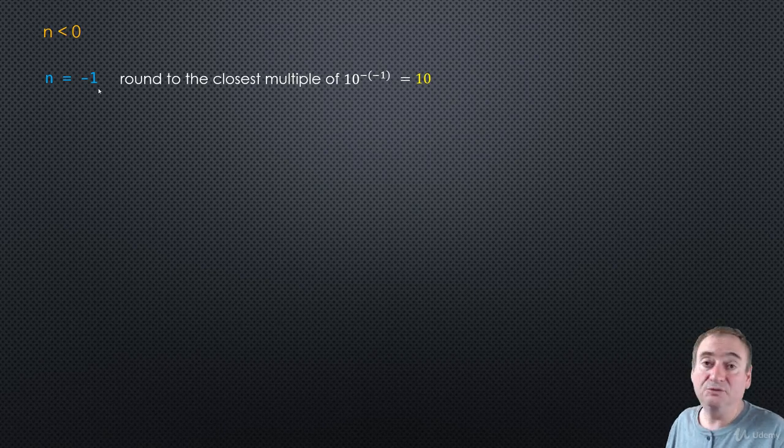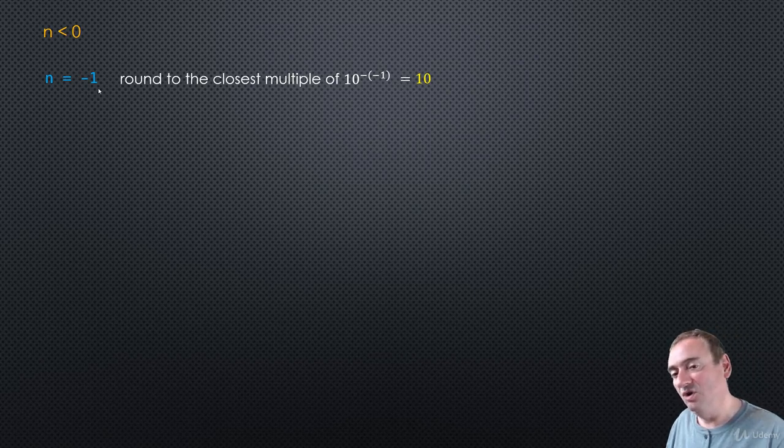If we had n equal to negative 2, we'd be rounding to the closest multiples of 100. If we had n equal to negative 3, closest multiples of 1,000, and so on. So this n is very flexible, right? It allows us to work both ways.